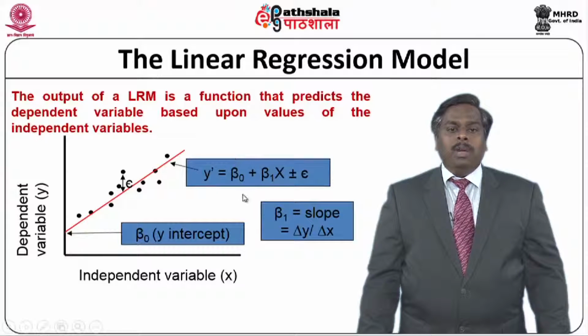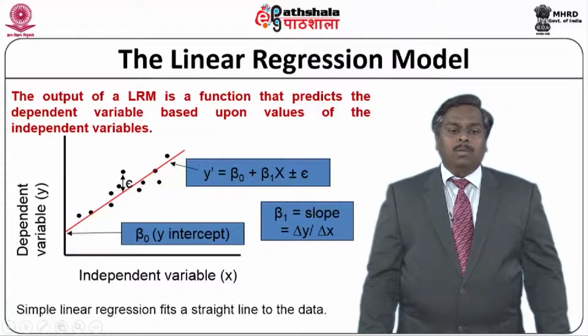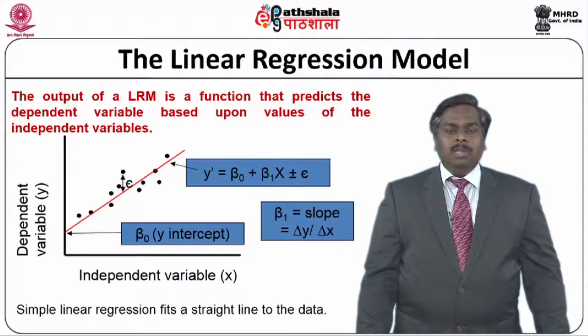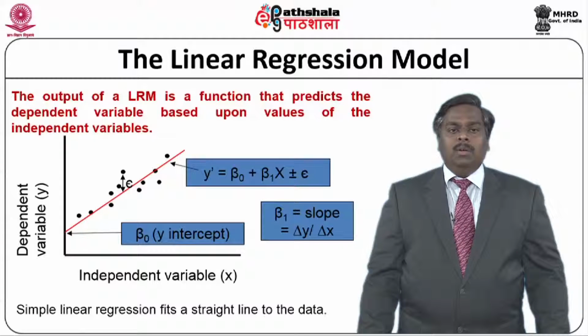What exactly is this β0? The β0 is the y-intercept, and this β1 is the slope of the given straight line. So ultimately what we are trying to do is visualize the simple linear regression as a straight line fitting or a curve fitting problem. So here in this scenario, the simple linear regression fits a straight line to the given data.